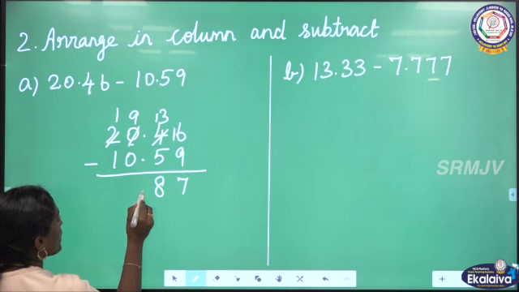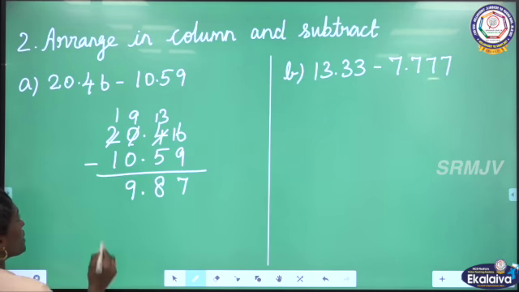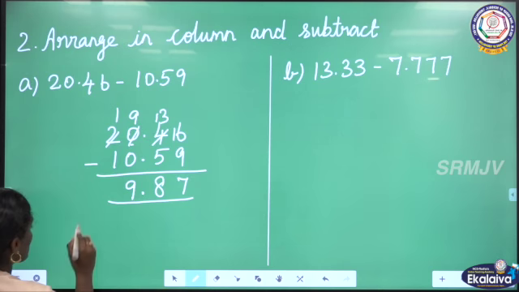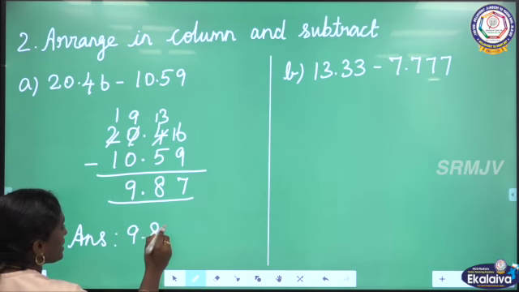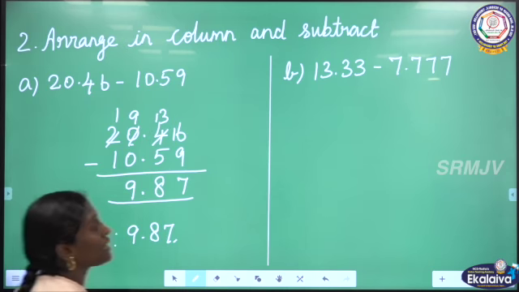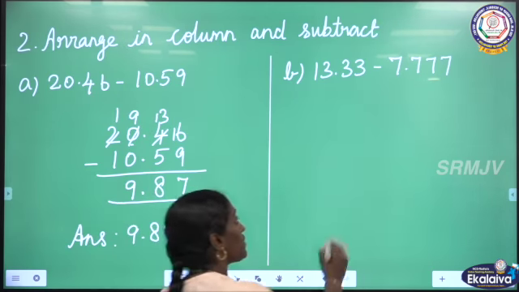Now, we have to keep the decimal point. 9 minus 0, 9. 1 minus 1, 0. So, the answer is 9.87. See the next one, 13.33 minus 7.777.